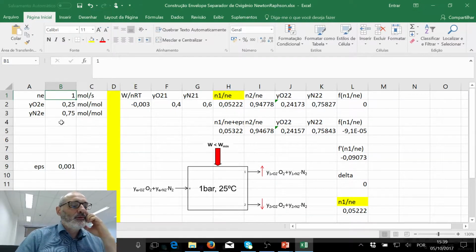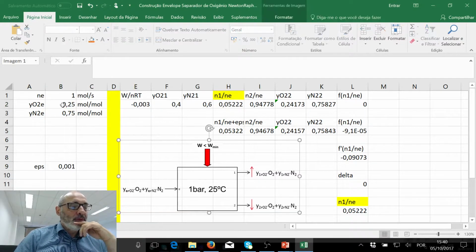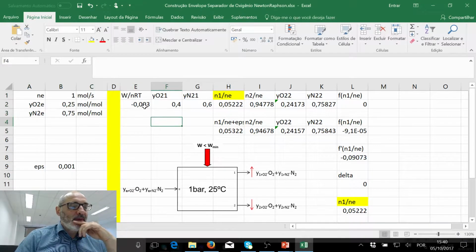I have, let's say, a total flow rate of 1 mole per second. This is air, okay? Nitrogen plus oxygen. And I just set 25% oxygen. That's the constitution of air at the input, okay? 25% oxygen, 75% nitrogen. We're going to change these numbers, okay? So those are the a priori known parameters.